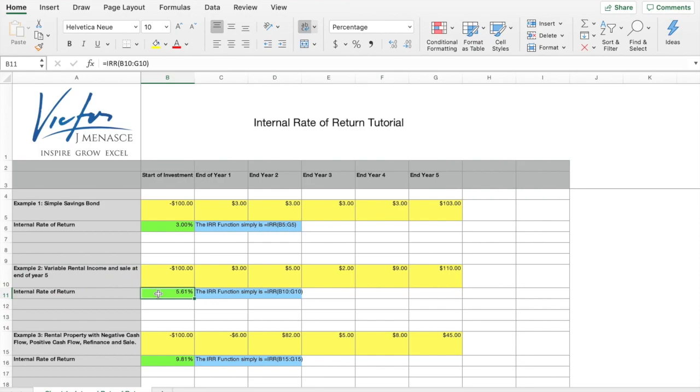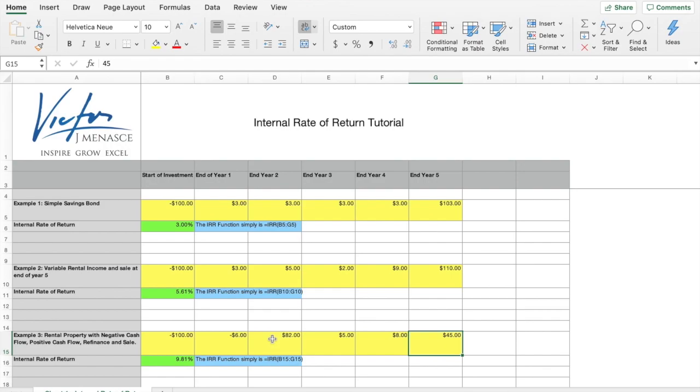The third example is an even more complex example. It's one where you put in $100 for the purchase of a rental property. In year 1, things aren't going so great, so you've got $6 of negative cash flow. By the end of year 2, you're able to refinance. You've got some positive cash flow. So let's say you get $80 back in the refinance, and you've got $2 of positive cash flow for a total of $82. And then the property continues to operate pretty much on autopilot in year 3, 4, and 5. By the end of year 5, you sell the property, and your proceeds from disposition, including all of your income, comes to a total of $45. Again, the IRR function is able to handle that.